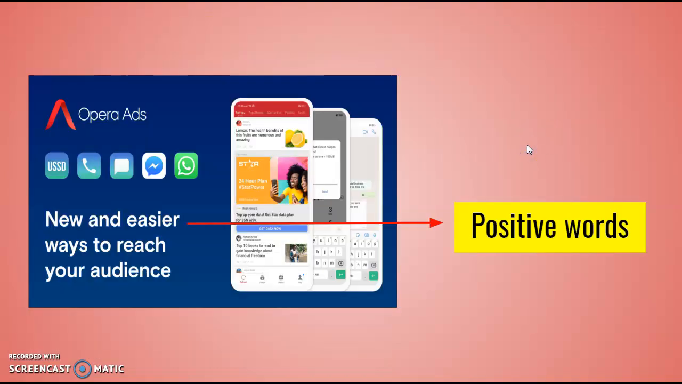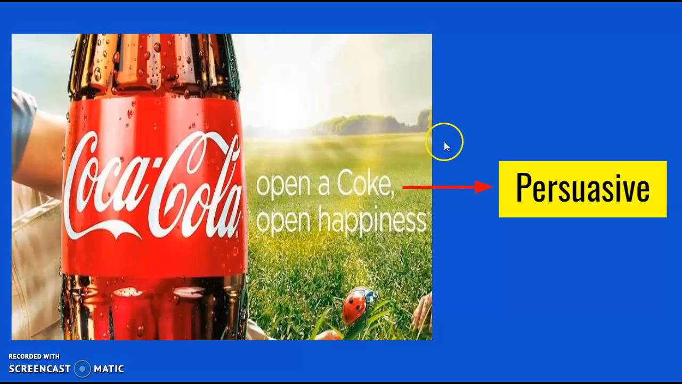Okay. Next. Using positive words. This is the example of positive words. New and easier way to reach your audience. Okay. So Opera Ads is new and easier for reaching the audience, the users. Okay, next. And containing persuasive words. Persuasive, as before, means persuading, convincing the readers.